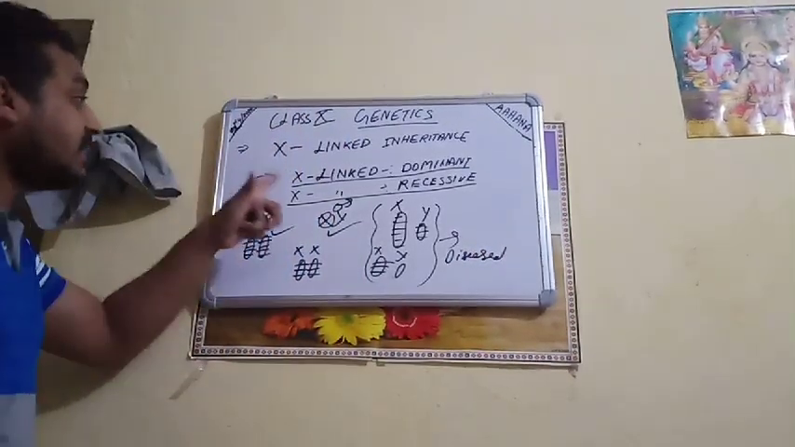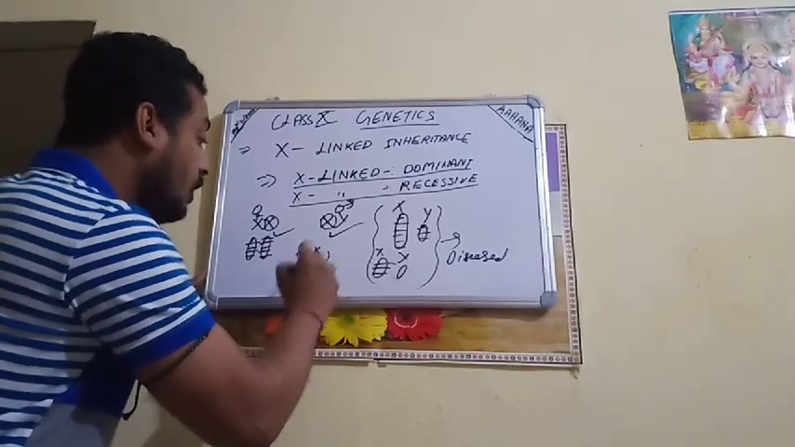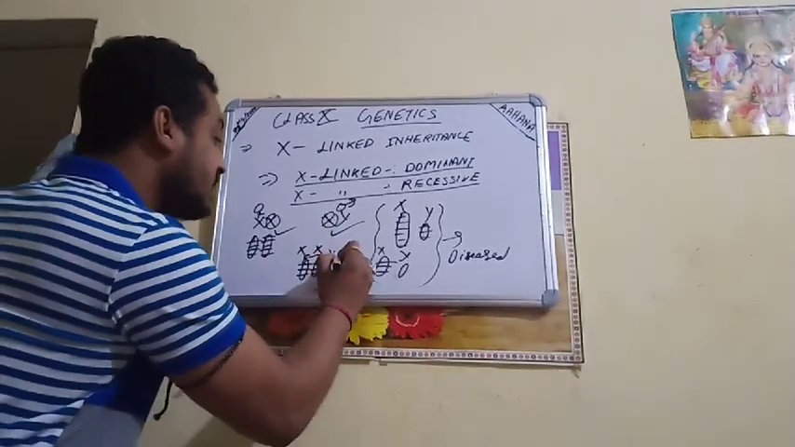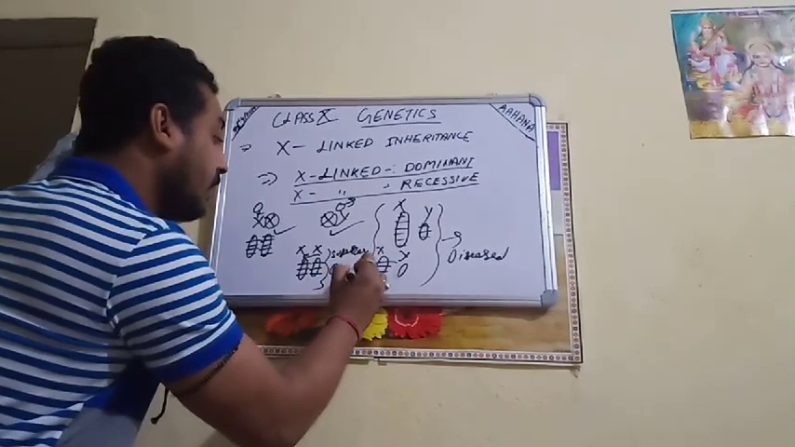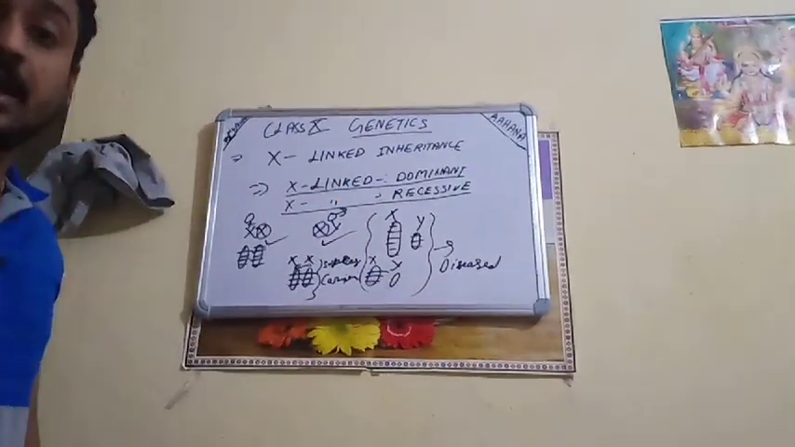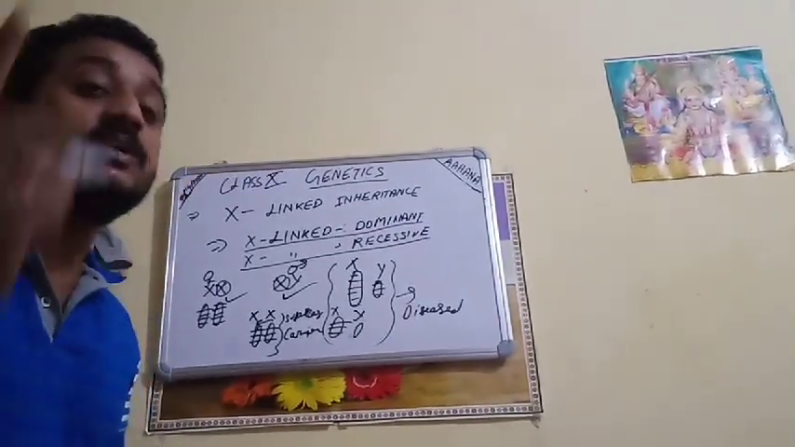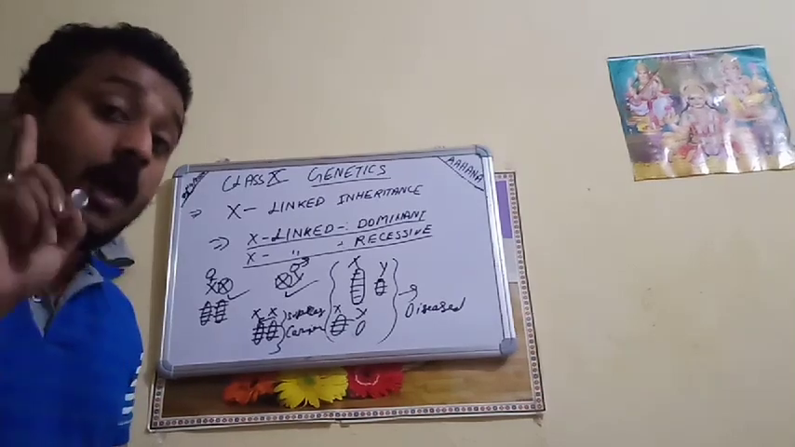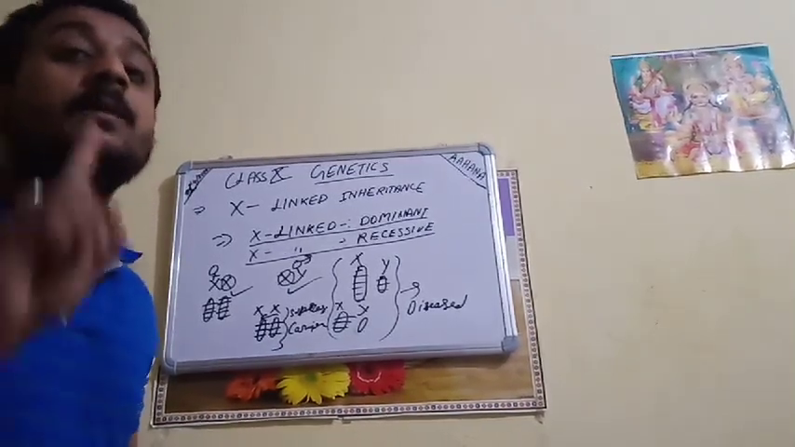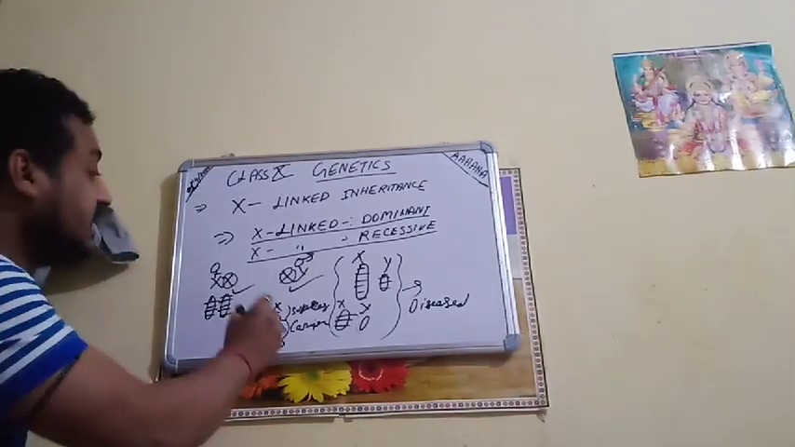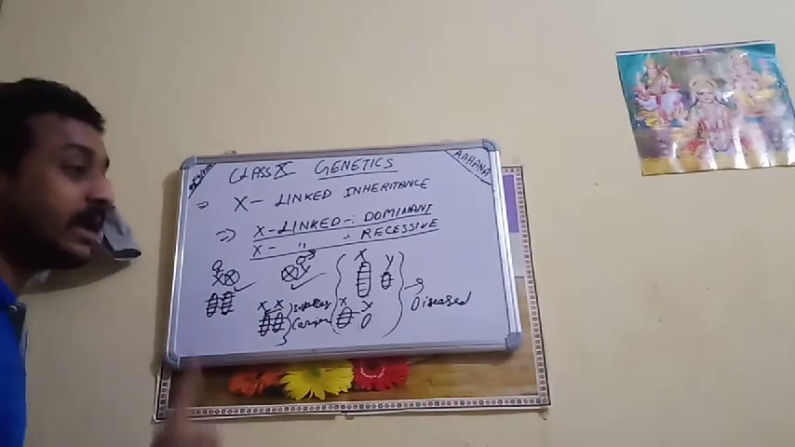But in X-linked recessive, there is a chance that the human female won't express the disease because the other X can suppress it, and that female will only become a carrier. She will not express the disease. Her next generation may express the disease, but she herself will be a carrier only, because it is X-linked recessive. If the alteration is recessive, then the other X chromosome can suppress it.